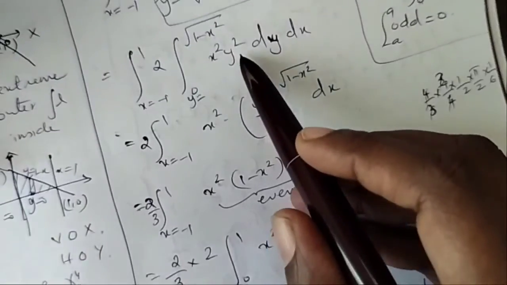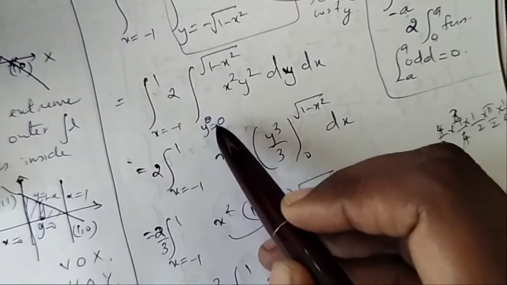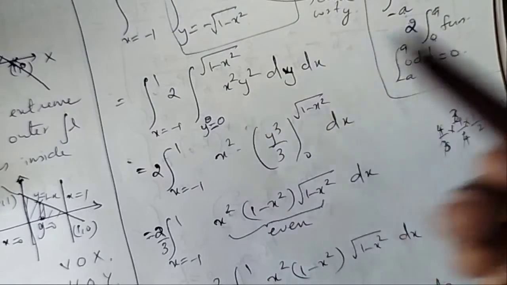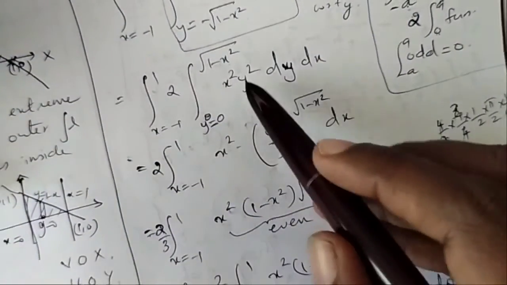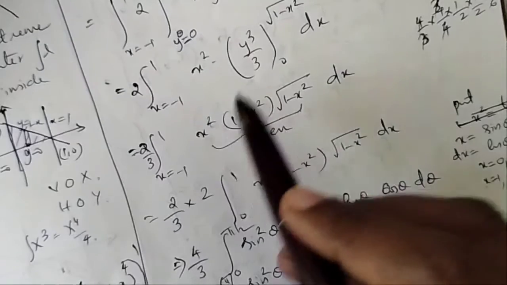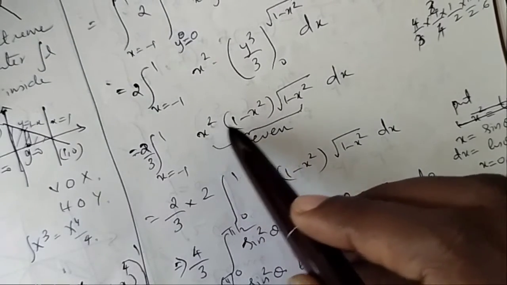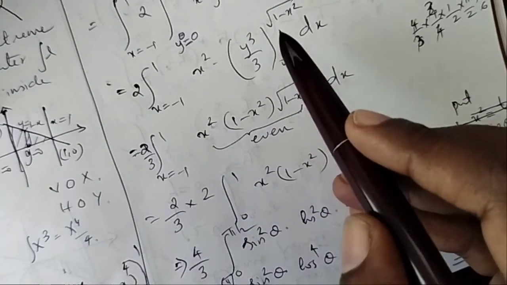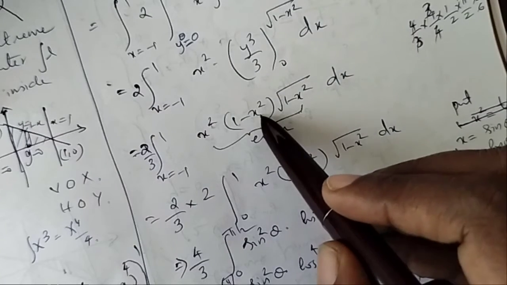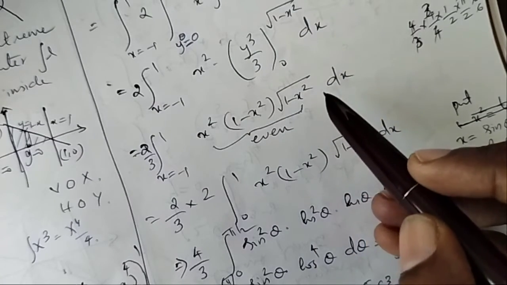Because the lower limit is 0, we can easily substitute the limits. So the integral of y square is y cube by 3, with y from 0 to root of 1 minus x square. So it is x square into root of 1 minus x square, the whole cube, which is 1 minus x square into root of 1 minus x square.